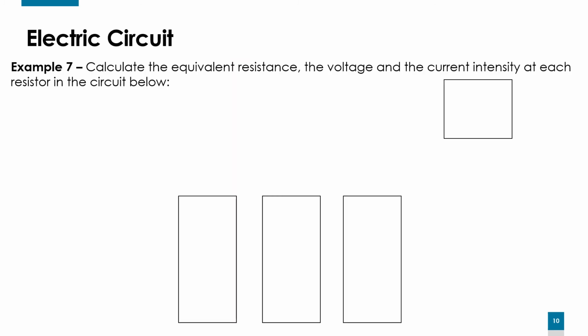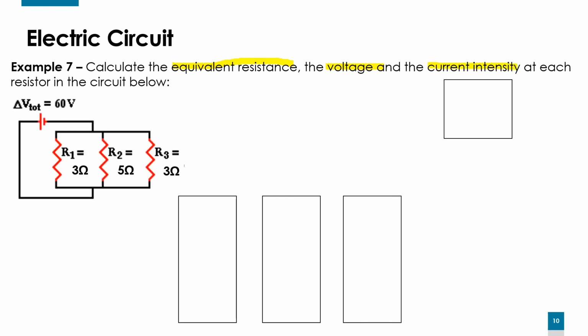Okay, so last one. Calculate the equivalent resistance, the voltage, and the current intensity at each resistor in the circuit below. The first thing I need to identify is what type of circuit this is, if it's parallel or series. So let's observe what's happening to the current. Current comes here, and once it's reached this node, it's gonna split in 3. So part of the current comes here to the resistor 3, part comes here, resistor 2, and part comes to the resistor 1. So because the current is splitting, I have the parallel circuit.